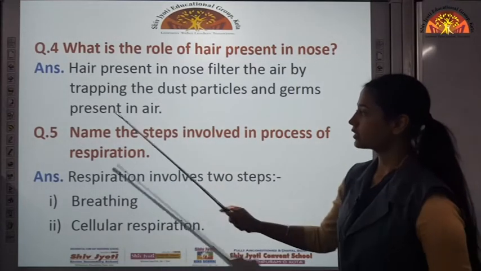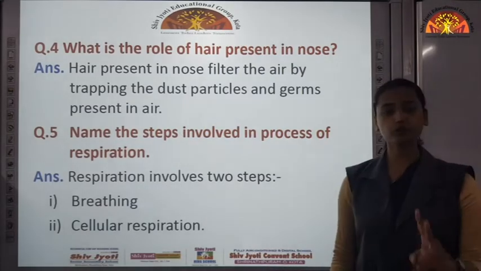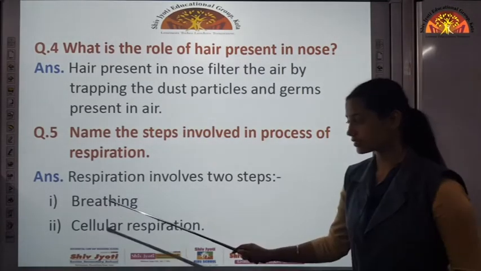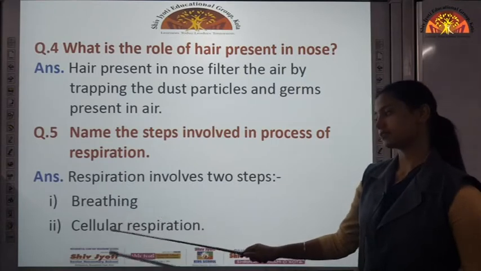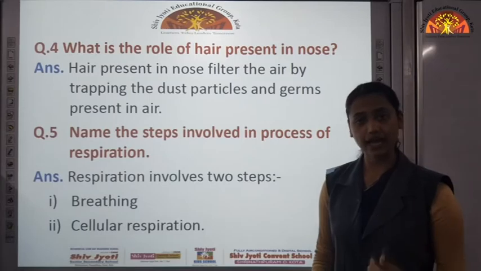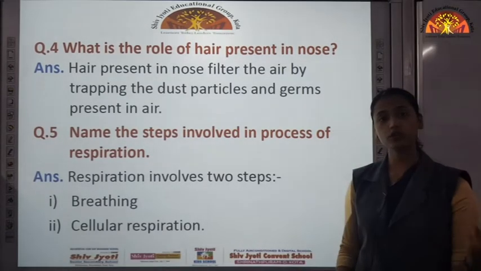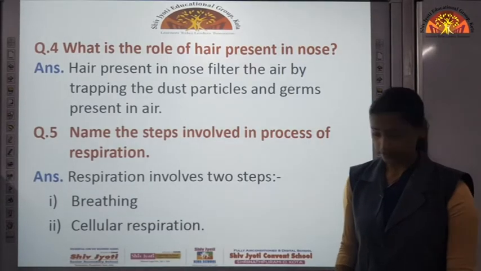Then question 5, name the steps involved in process of respiration. There are 2 steps involved. First is breathing and second is cellular respiration. Breathing is simply inhaling and exhaling, and in cellular respiration, breakdown of food takes place.